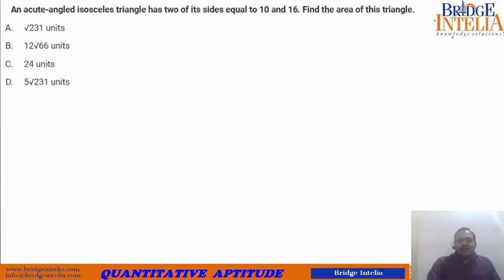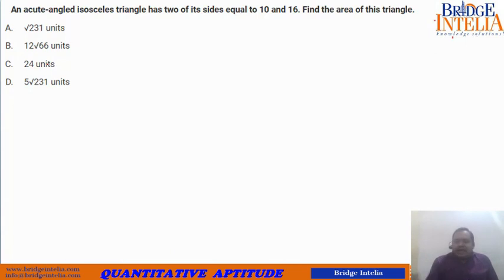An acute angled isosceles triangle has two of its sides equal to 10 and 16. We have to find the area of the triangle. Now what is an acute angle? How are we going to decode this?